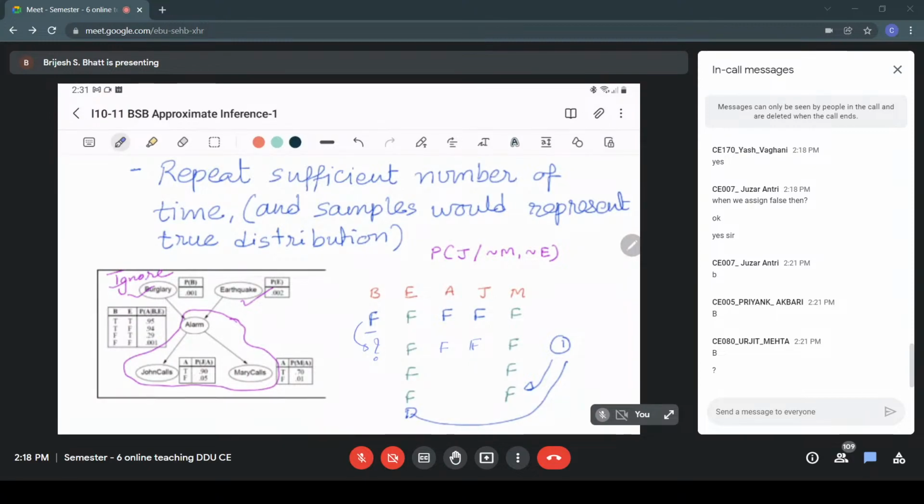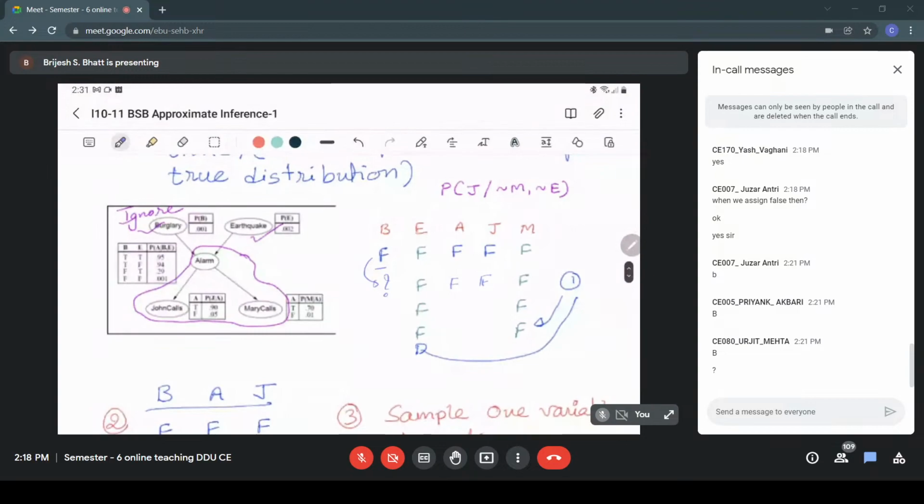So the inference question that you are asking in the second sample is probability of B is equal to true, given that E is equal to false, A is equal to false, J is equal to false, and M is equal to false. Right?